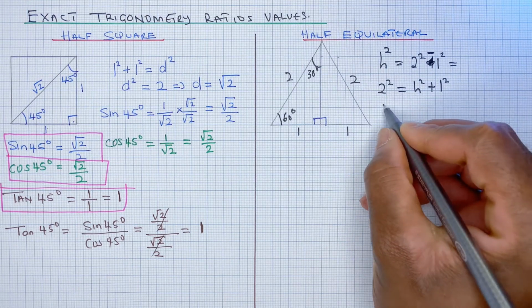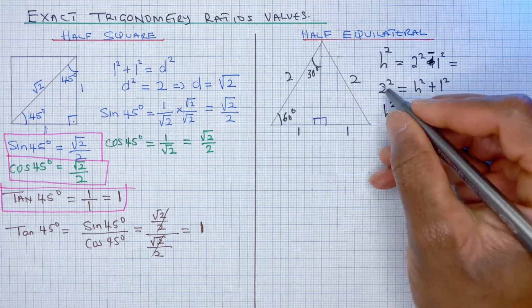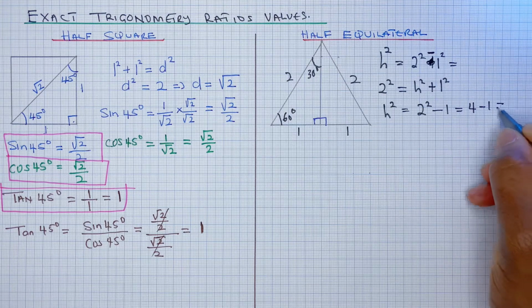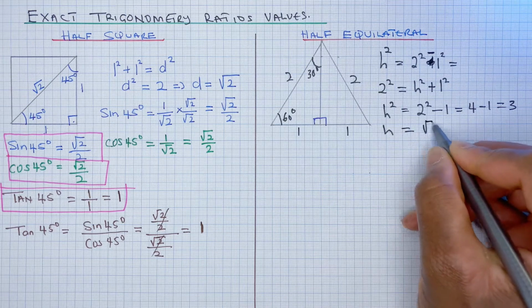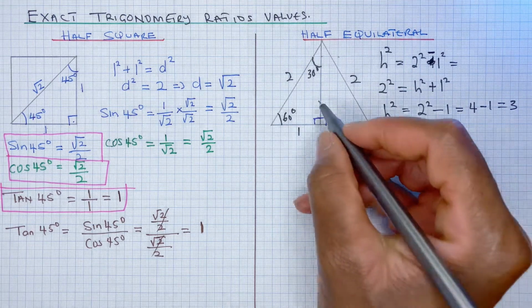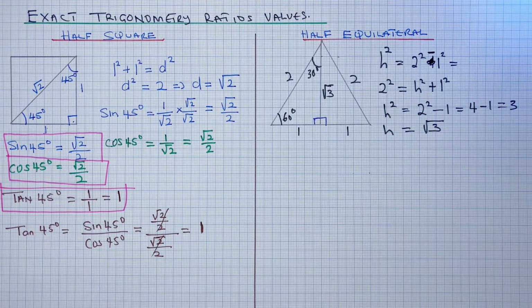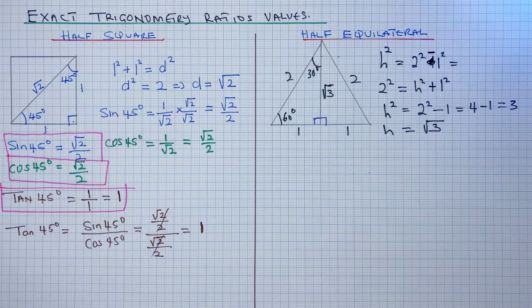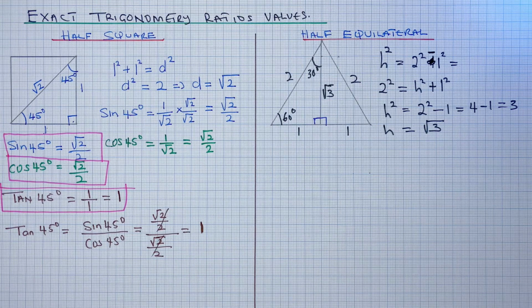And then therefore h squared equals 2 squared. You move the 1 to the other side, minus 1, and that equals 4 minus 1, which is 3. And therefore h equals square root of 3. So that will be root of 3. Or you can say 1 plus 2 is 3. There we go. So that's the height. So now we can find the trig ratio here, the exact value.